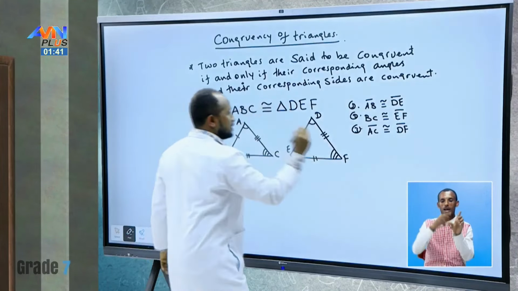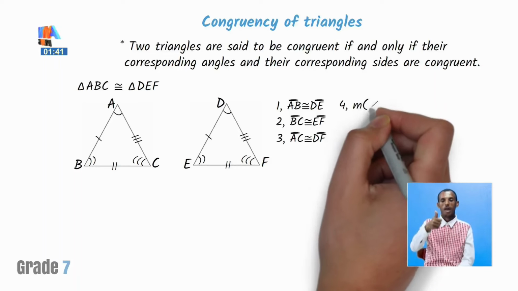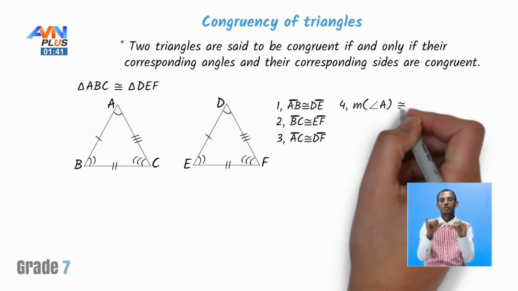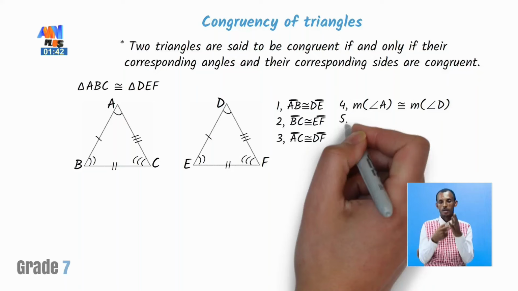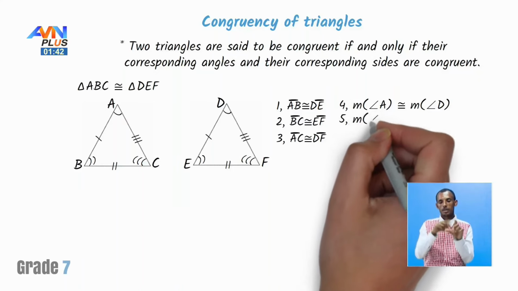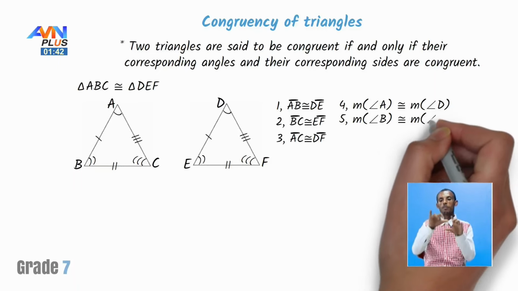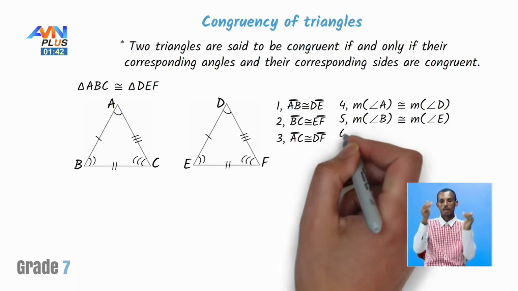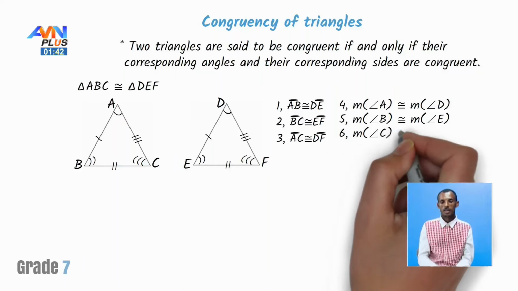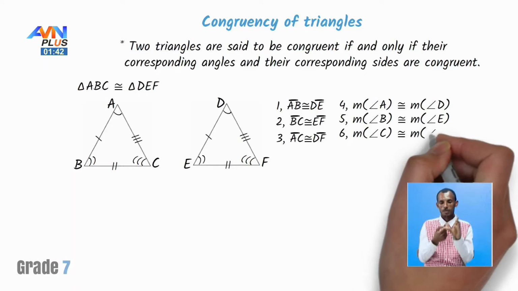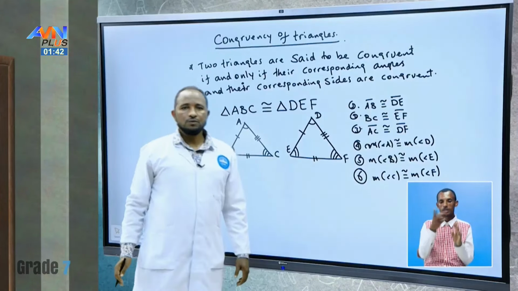So angle A must be congruent to angle D, and measure of angle B must be congruent to E, and the sixth part, measure of angle C must be congruent with measure of angle F. So that's it. So now let's proceed to example.